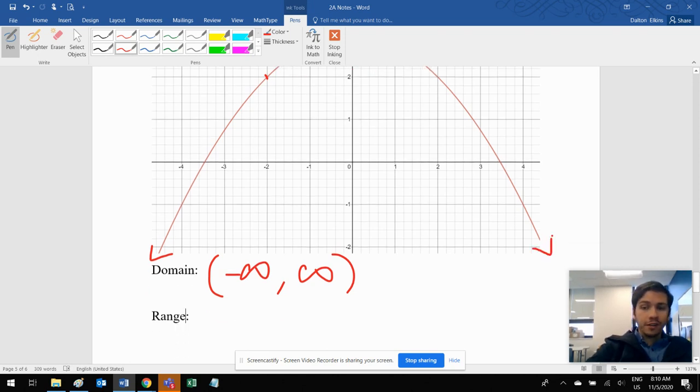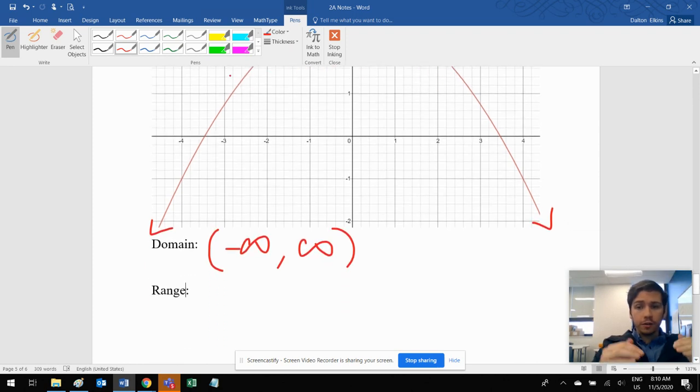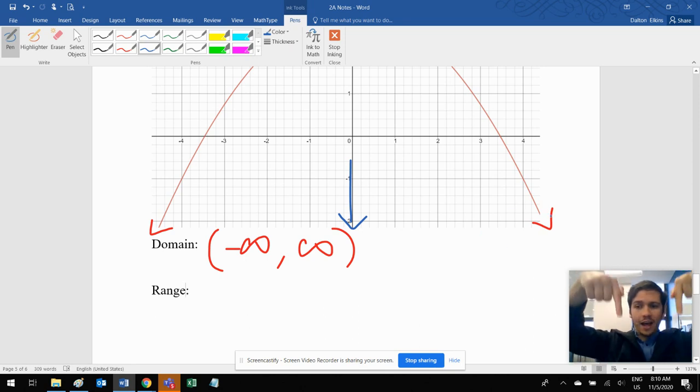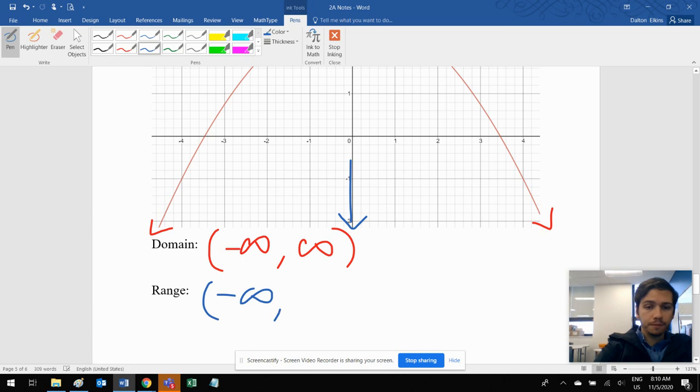The range is going to be your trickier one. So again, the range, I want to find the lowest value and then the highest value. So how low does this function go? It's like limbo. These arrows are pointed down, right? These arrows are going down. The function is trending downward. So the lowest that the function is going to go is -infinity.